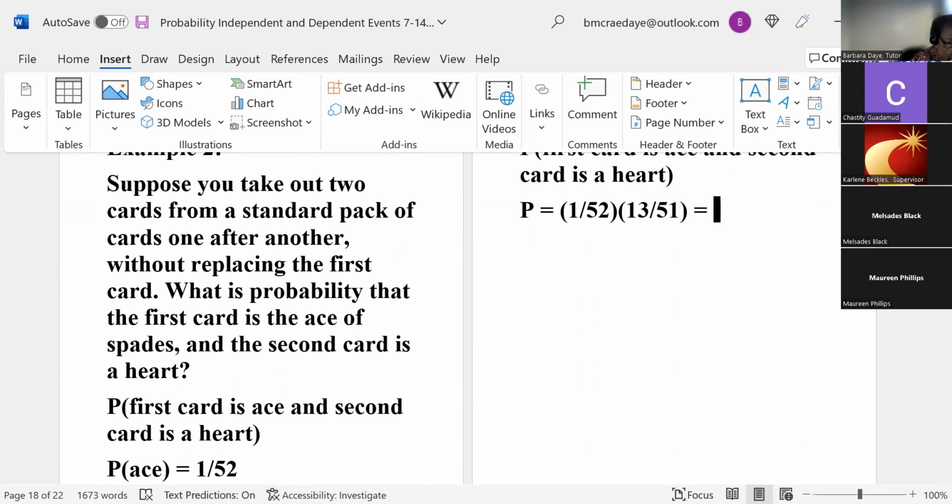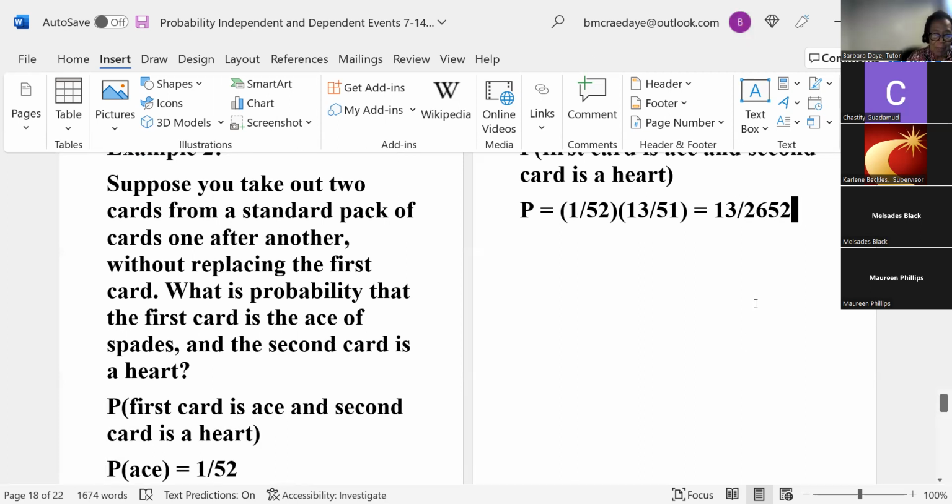13 times 1 is 13, and 52 times 51 is 2652. Yeah, 2652. That's the probability. Got it?